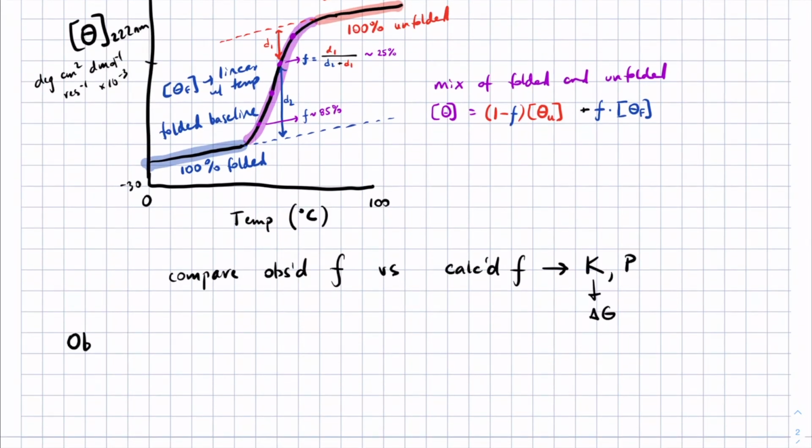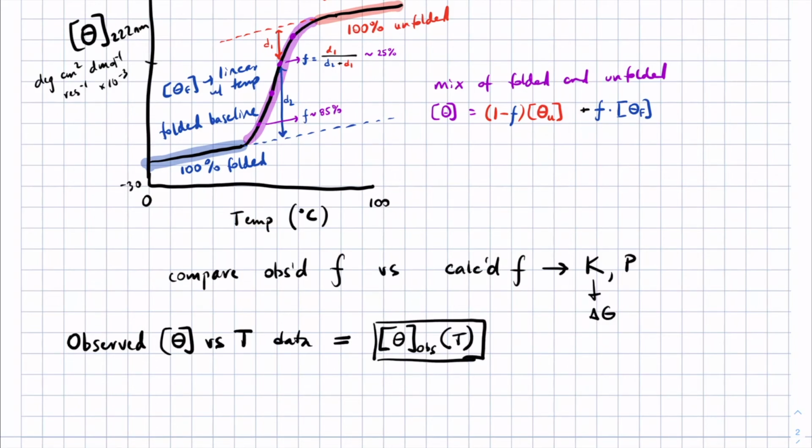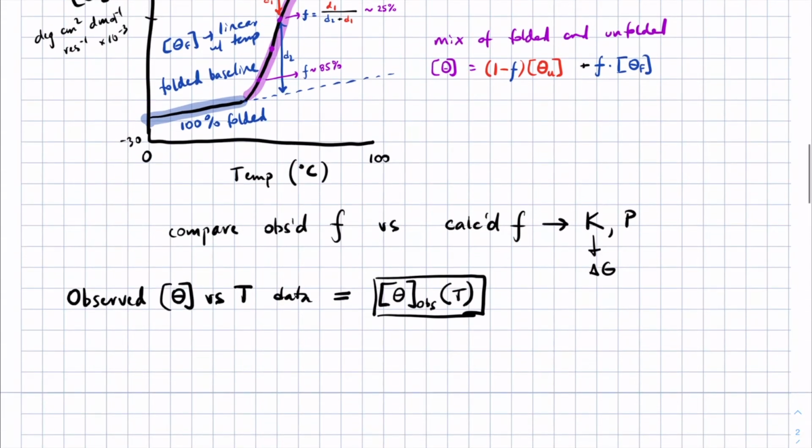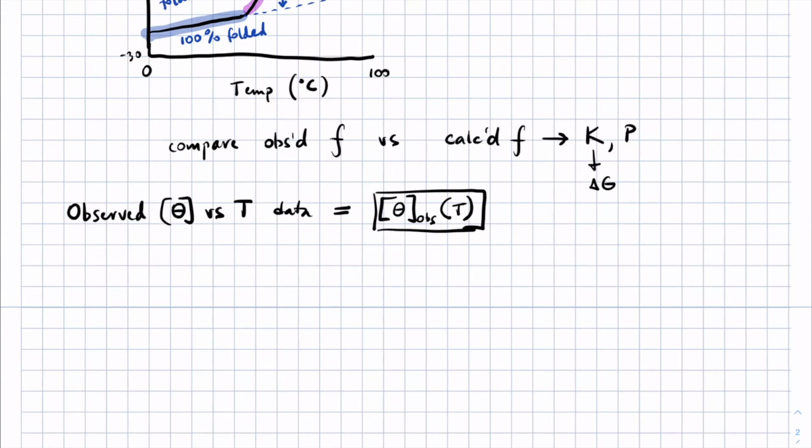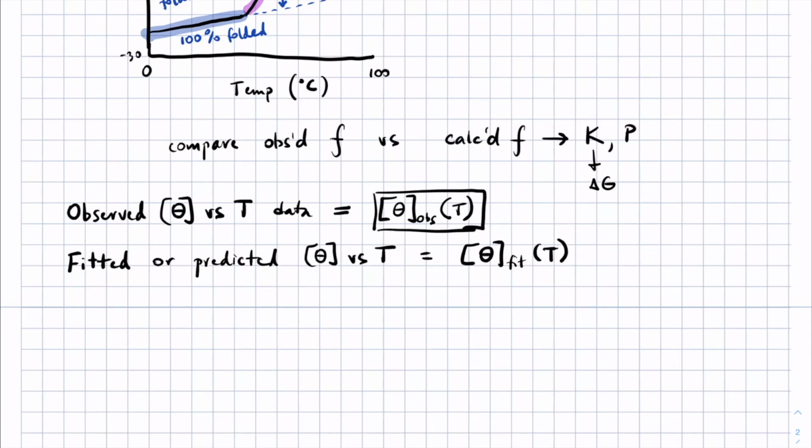So we're going to call our observed molar ellipticity versus temperature data, we're going to represent that with this expression. And we're going to want to use those data to obtain some interesting thermodynamic parameters. So the fitted or predicted molar ellipticity versus temperature data we're going to call theta fit as a function of T.